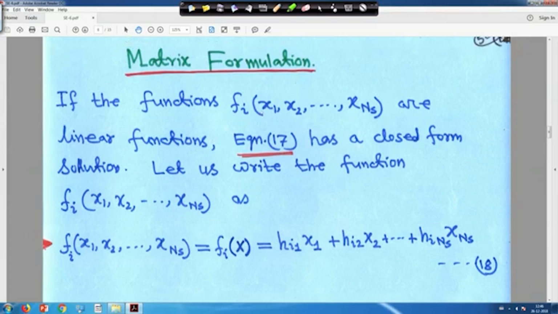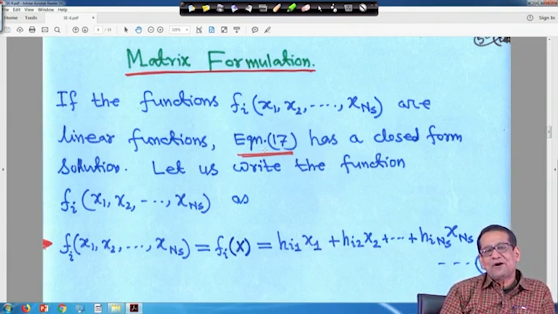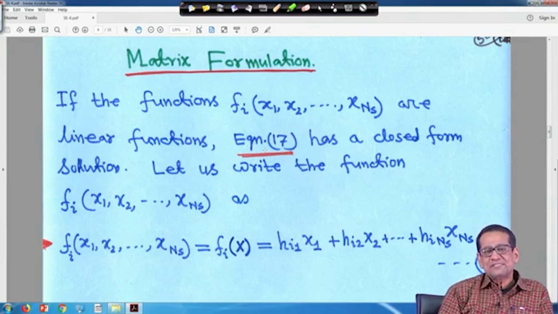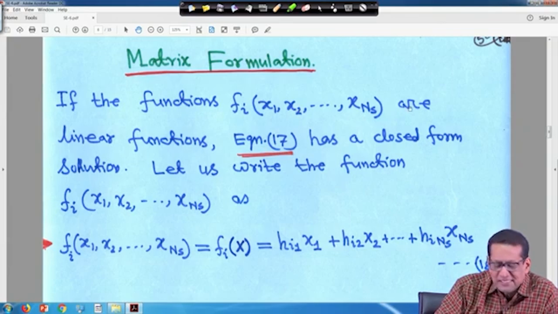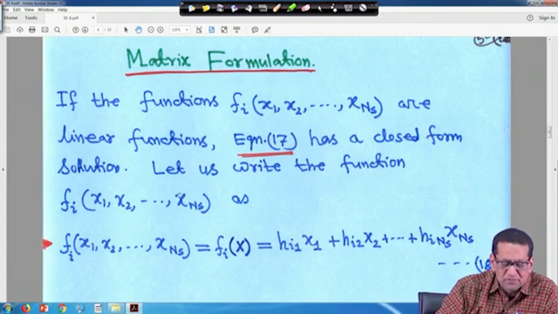If the function f_i, which is a function of x1, x2 up to x_ns, that is the number of state variables, is a linear function. Generally, whatever we are trying to do, first we will assume that f_i is a linear function of all the state variables. In general, in an AC circuit, which we will see later, the power injection and other things are not linear, they are non-linear, right. So, that will be seen later. First let us see that f_i, the function of x1, x2 up to x_ns, is a linear function, that is equation 17, and it has a closed form solution.